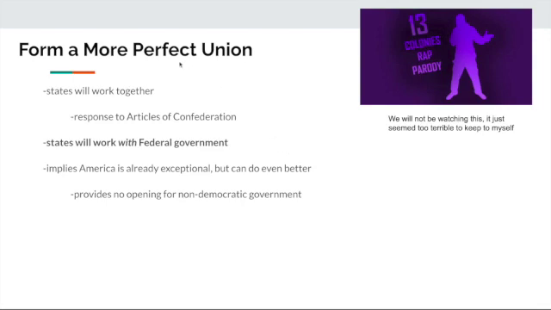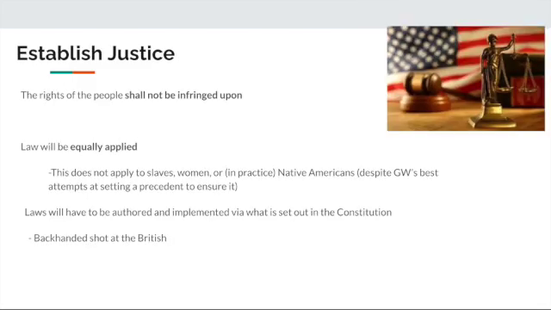And because it's already perfect, non-democratic government ain't going to cut it. In this case, democratic government, they just mean a government by the people. We will get more explicitly into republicanism as we move forward. Establish justice is exactly what it sounds like. The rights of the people shall not be infringed upon. All of the abusive taxes and lack of voice that were seen by the colonists in the British aren't going to be there anymore. The people have rights. We are going to articulate them.